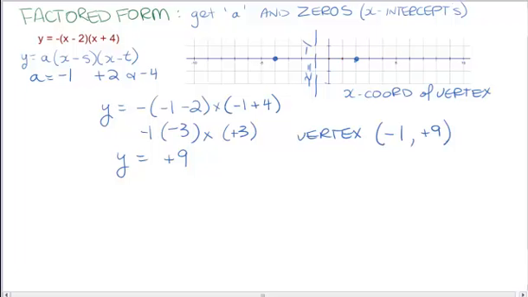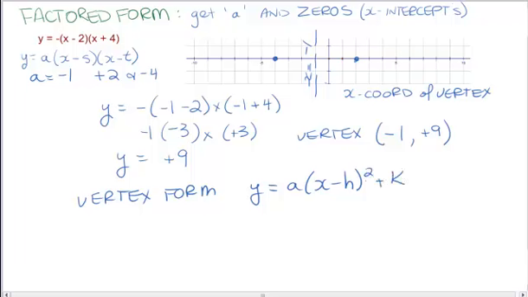Now you can write the equation in vertex form once you know the vertex. In vertex form, it looks like this. The coordinates of the vertex go into the equation here and here. A, you knew from the first equation in factored form, was a negative 1. So you substitute these values in.